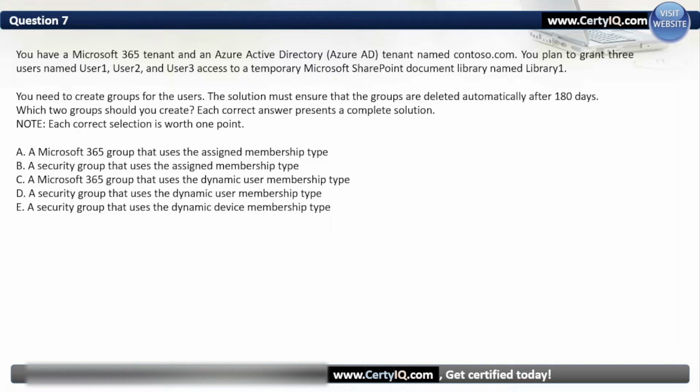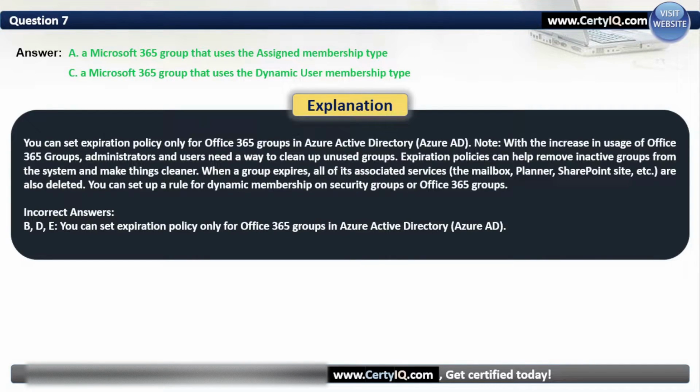The correct options are A and C, that is, a Microsoft 365 group that uses the assigned membership type, and a Microsoft 365 group that uses the dynamic user membership type. You can set expiration policy only for Office 365 groups in Azure Active Directory.